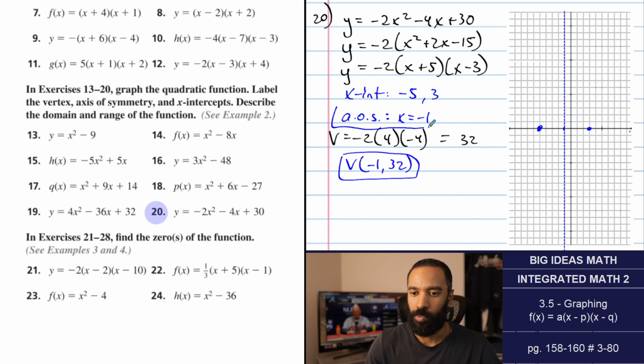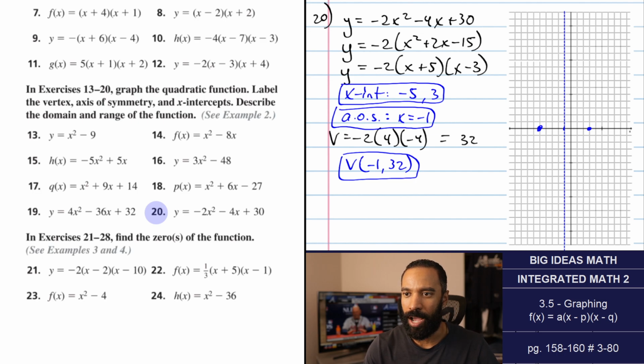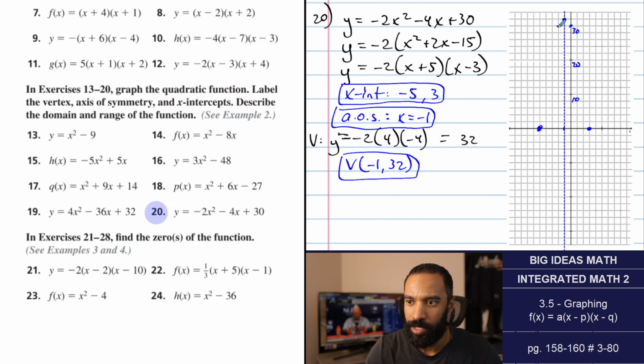I shouldn't have said v equals. This is going to be y equals for the vertex. -1, comma 32. If I go by 2's, it will work out. So I can get 2, 4, 6, 8, 10, up to 20 and 30. And so 32 is going to be right there. So that'll fit every time I go by 2's, right? This is over 1, down 2. So that works. And that's the y-intercept of 30. That seems to work out, right?